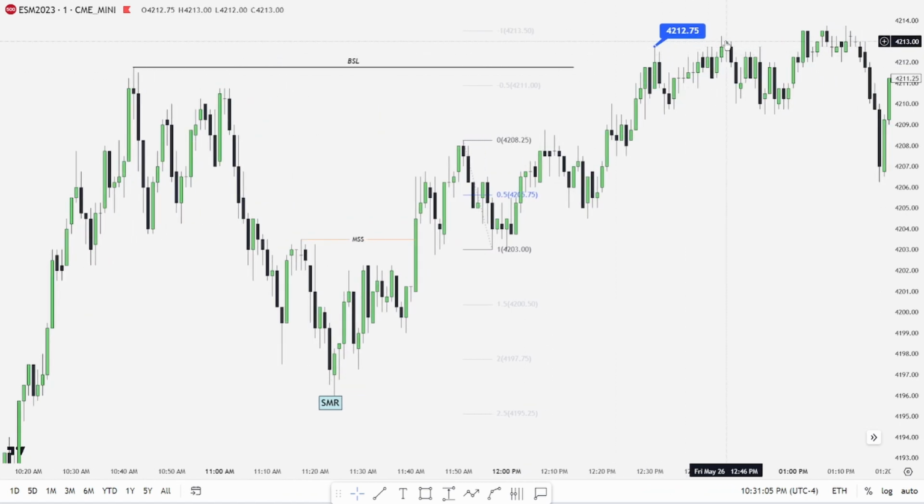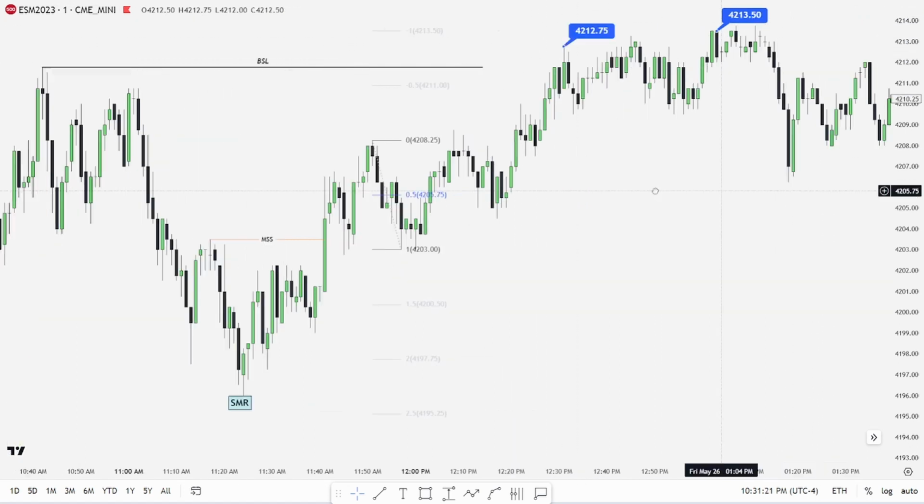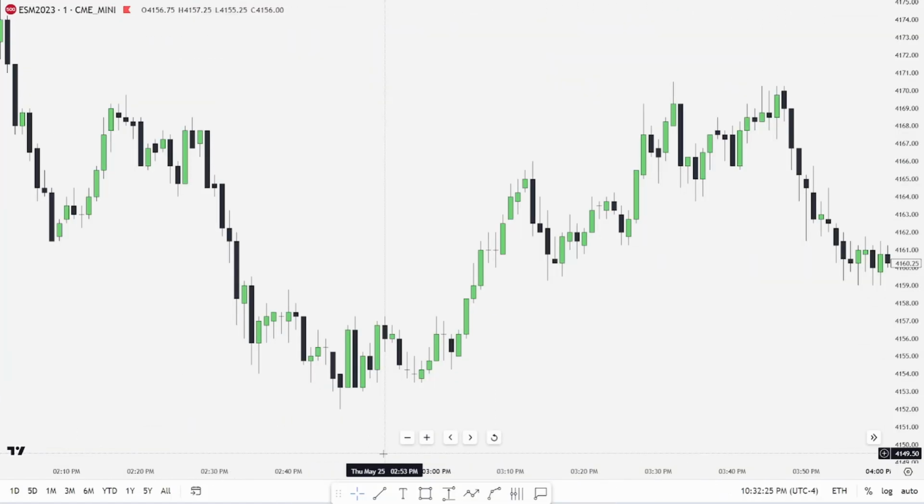And you can see at this high right here, we do hit one tick short, and then eventually right over here, we run it out by half a tick right there, 4213.5, and then we start to trade lower. So here's another example where you have your smart money reversal here at the bottom.